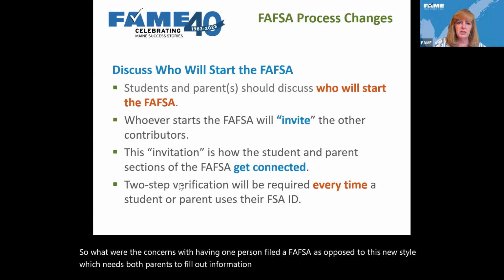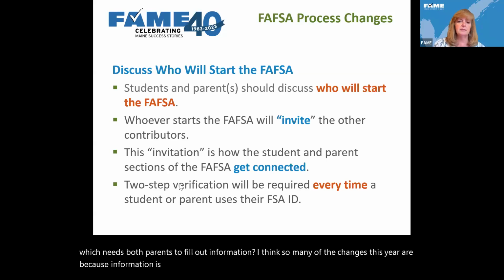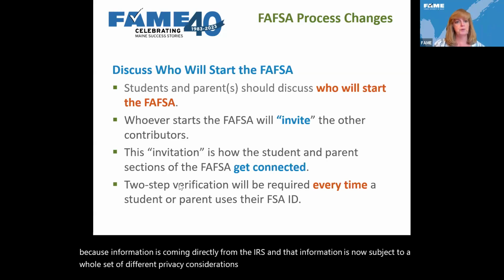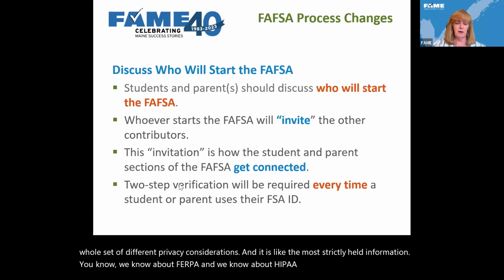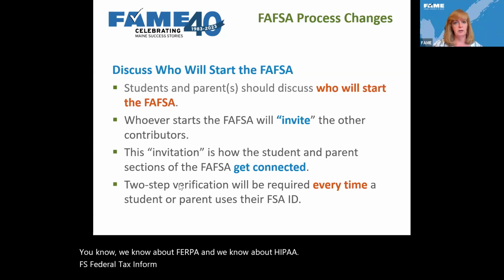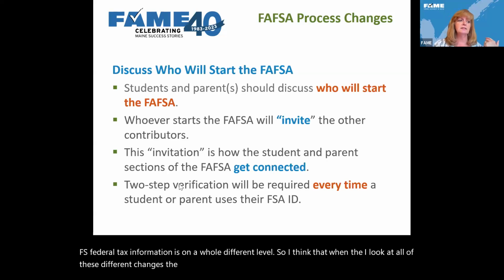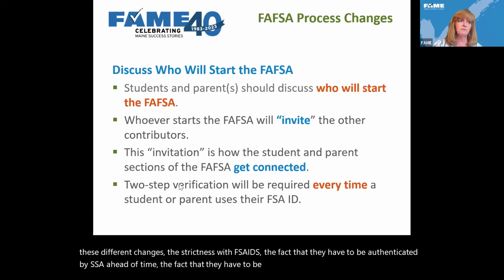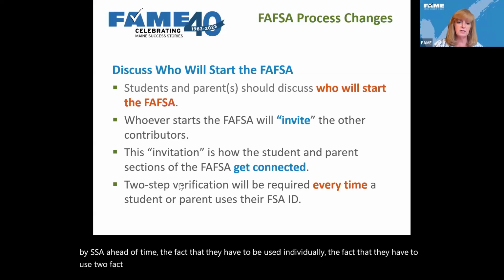I think so many of the changes this year are because information is coming directly from the IRS, and that information is now subject to a whole set of different privacy considerations. And it is like the most strictly held information. We know about FERPA and we know about HIPAA. Federal tax information is on a whole different level. So when I look at all of these different changes, the strictness with FSA IDs, the fact that they have to be authenticated by SSA ahead of time, the fact that they have to be used individually, the fact that you have to use two-factor verification every single time, I think it all goes back to that.